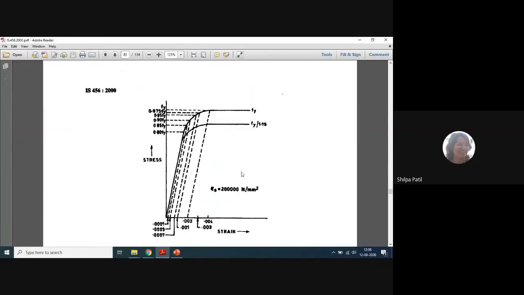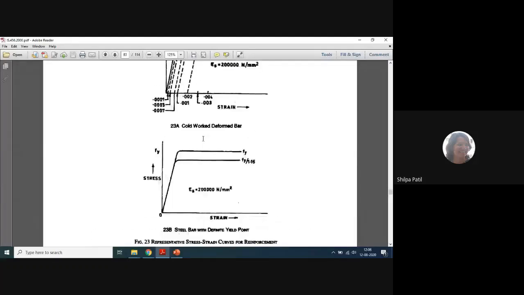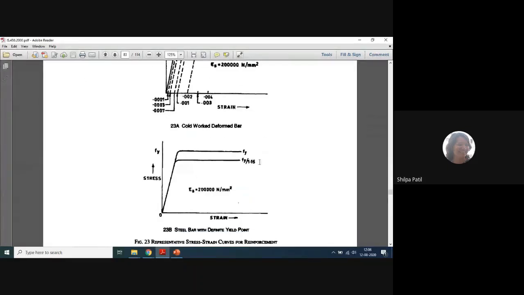Okay, so you open this particular page. Now go to the next page immediately, page number 70. You'll find figure 23. 23A is for HYSD bar or cold worked deformed bar. This is a stress strain curve. Just within 2-3 minutes earlier, we have discussed this particular curve. And the next curve is for mild steel, figure 23B. It is for mild steel.